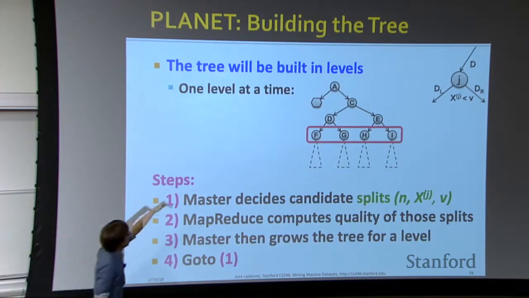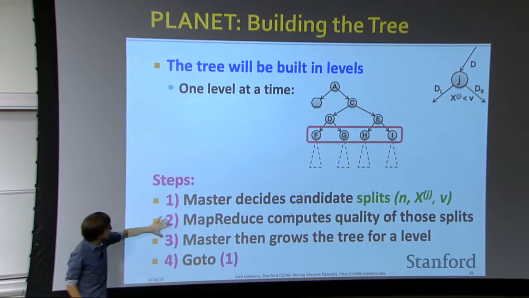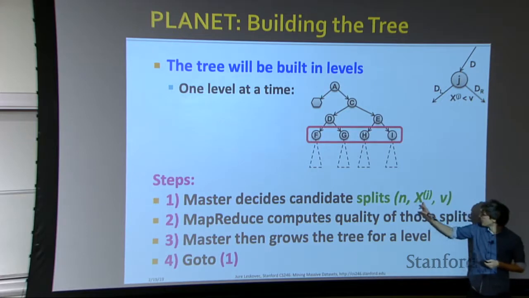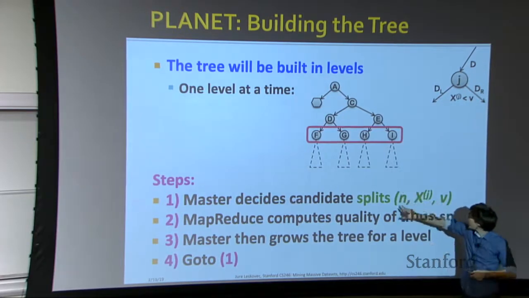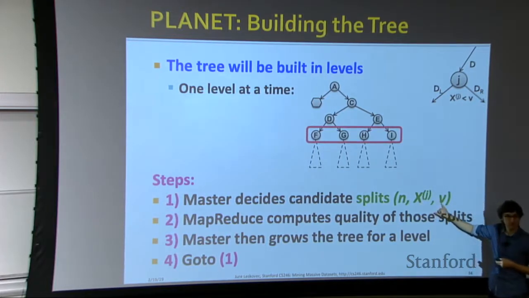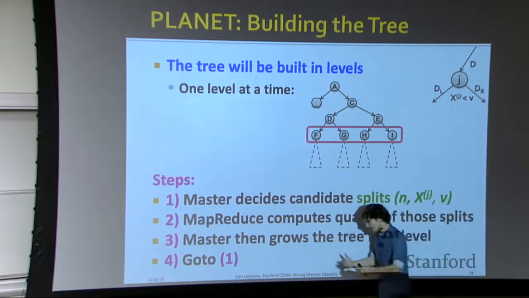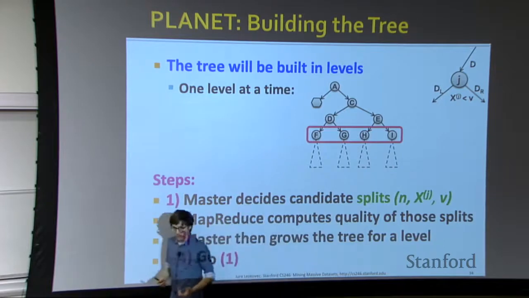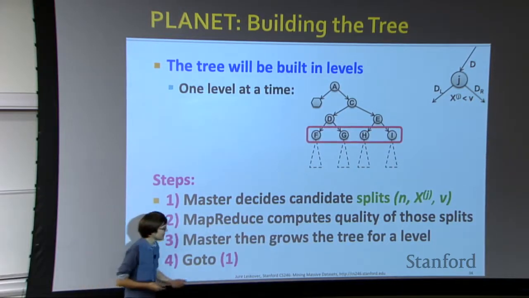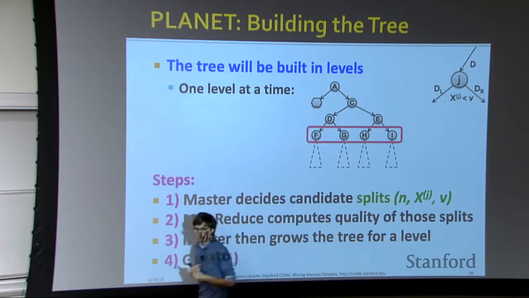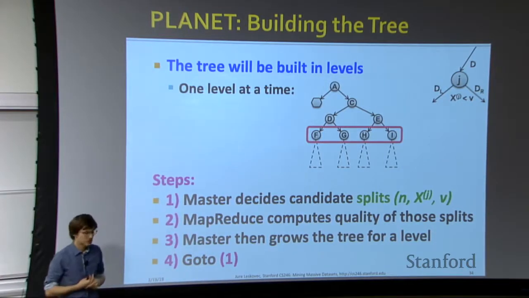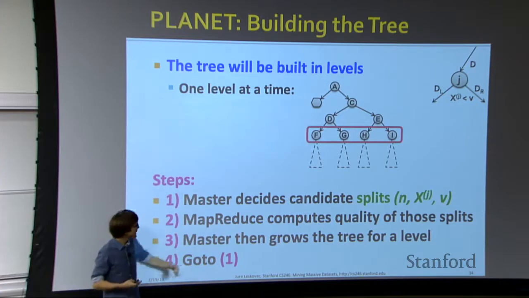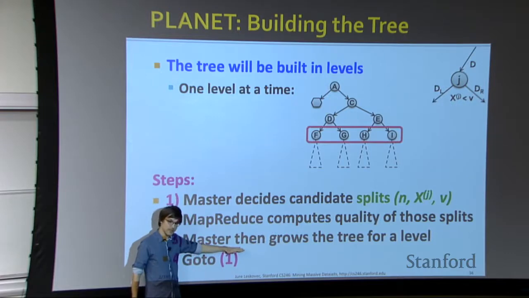Okay? So as I said, the tree is built in levels. And here is how building one level of the tree looks. First, master decides on candidate splits. A candidate split is a triple of node, attribute, value, right? For example, what feature are we going to split on, with what value. This is called a candidate split. So master will somehow decide and create a universe of candidate splits. MapReduce jobs then take these candidate splits, take the current model, evaluate it on the entire data set, and return the quality score for every one of the candidate splits. The master aggregates the candidate split scores, decides where to grow the tree and where not to grow the tree, and then continues. Okay, so three steps: candidate splits, quality of candidate splits, master decides what to do.